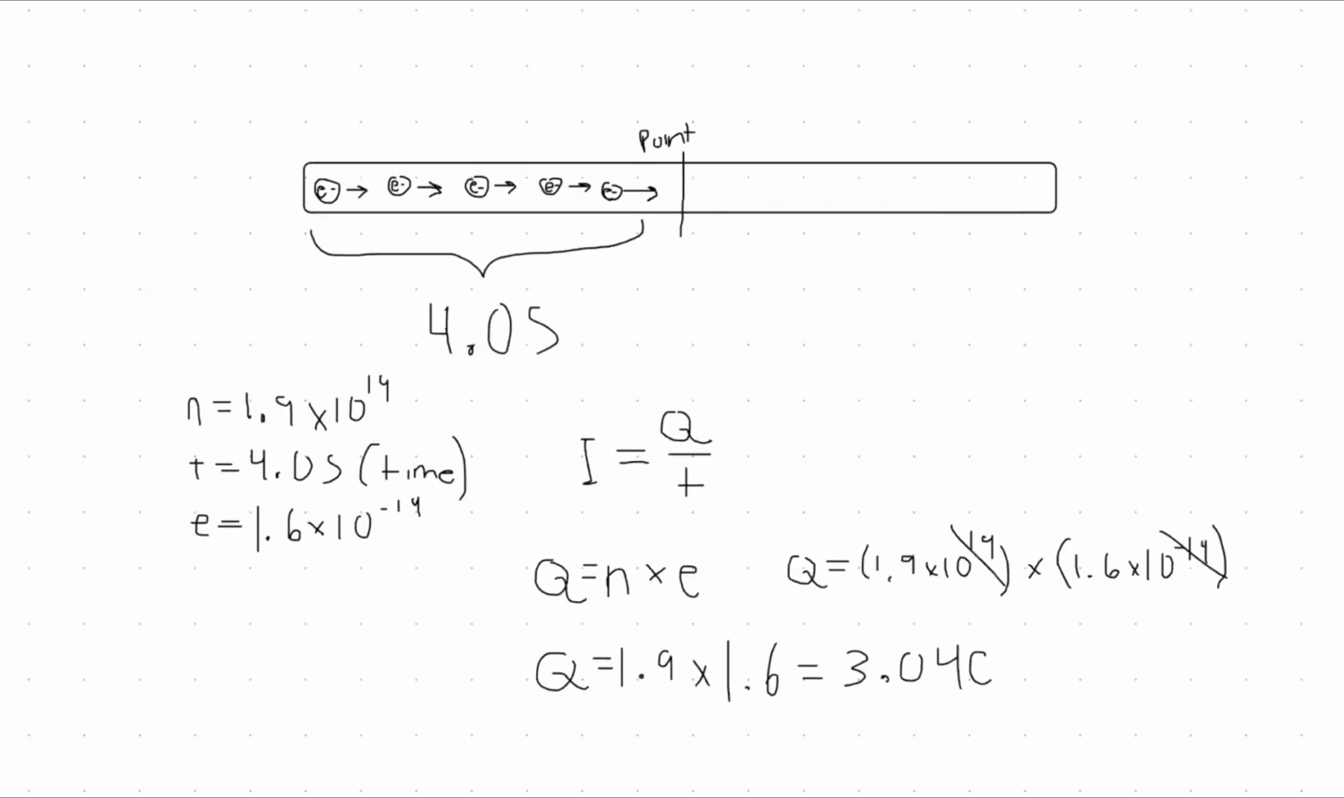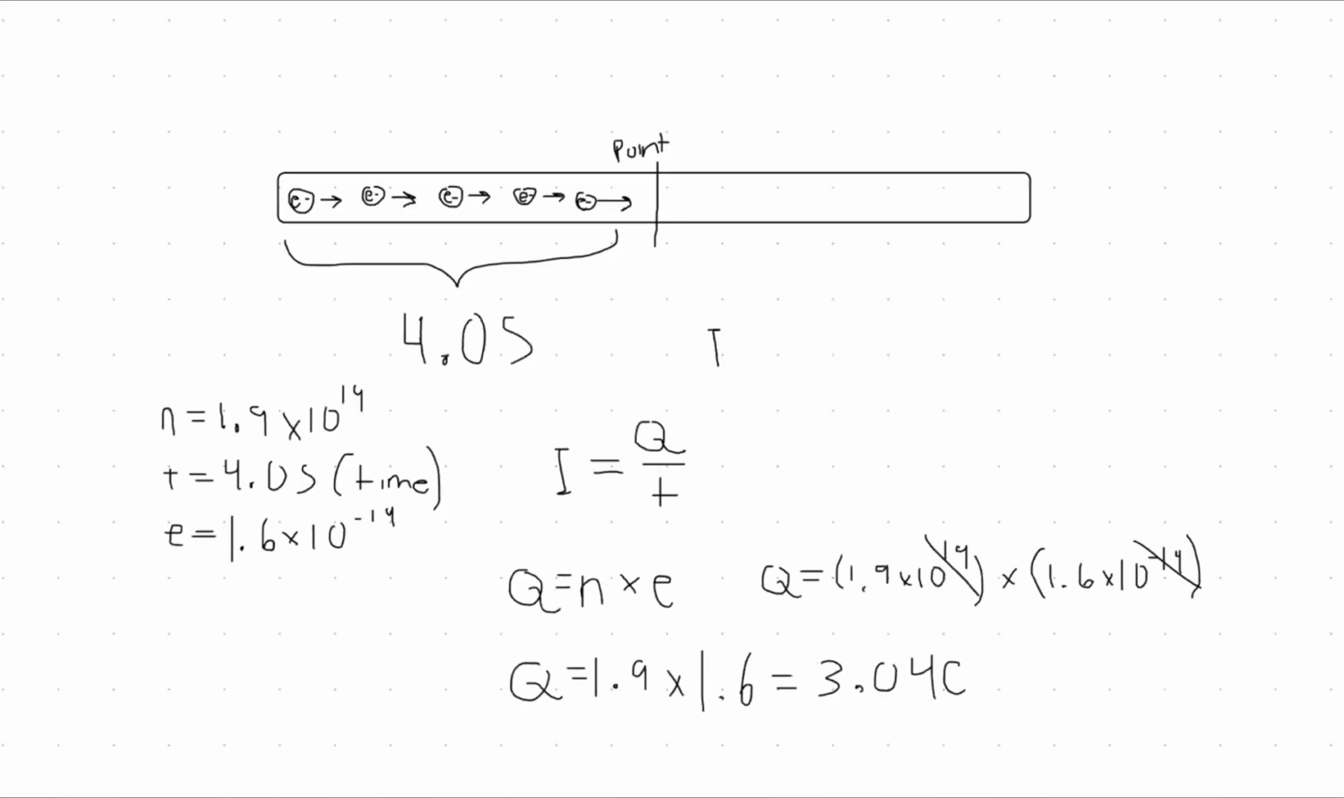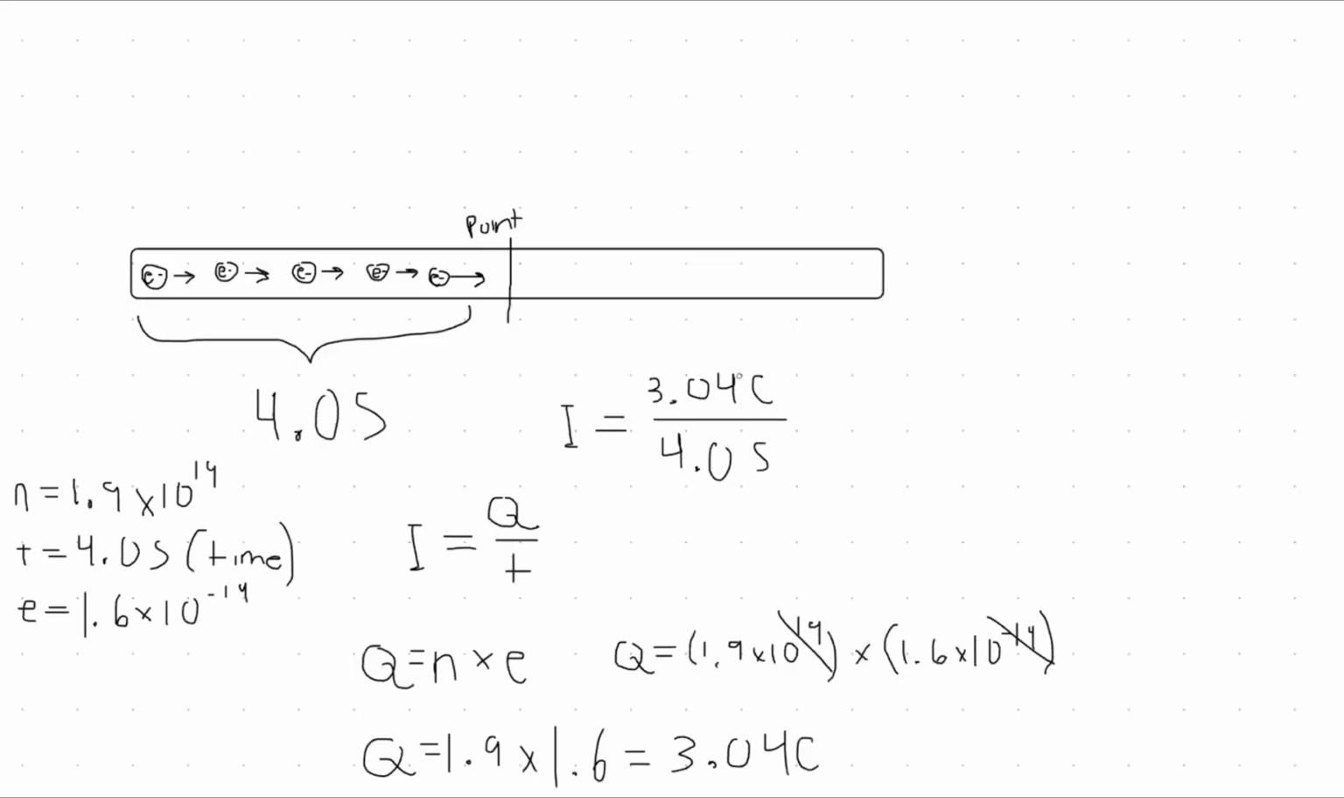Now that we have Q, we can finally find our current, I. We plug that in: I equals 3.04, as we found, coulombs over our time, which is 4.0 seconds. If you divide 3.04 by 4.0 seconds, you get approximately 0.76 amps, or A. So I is equal to 0.76 A.